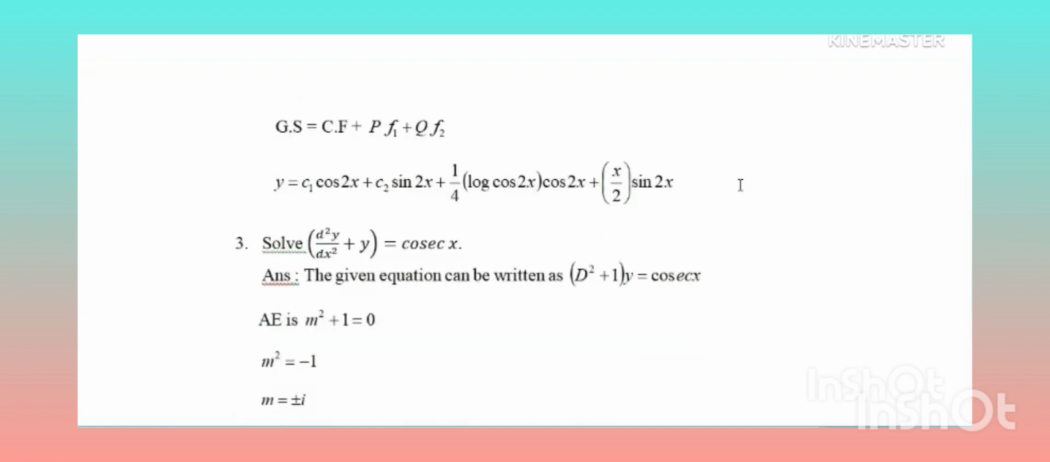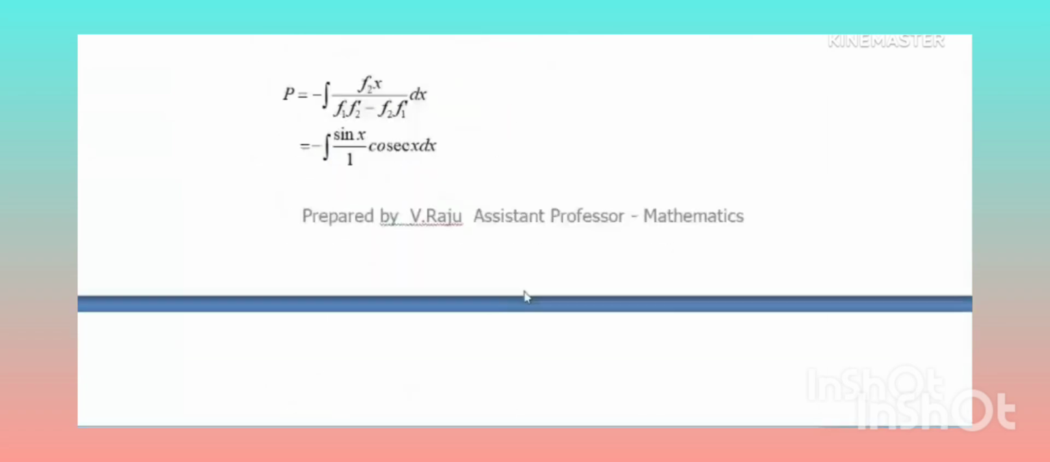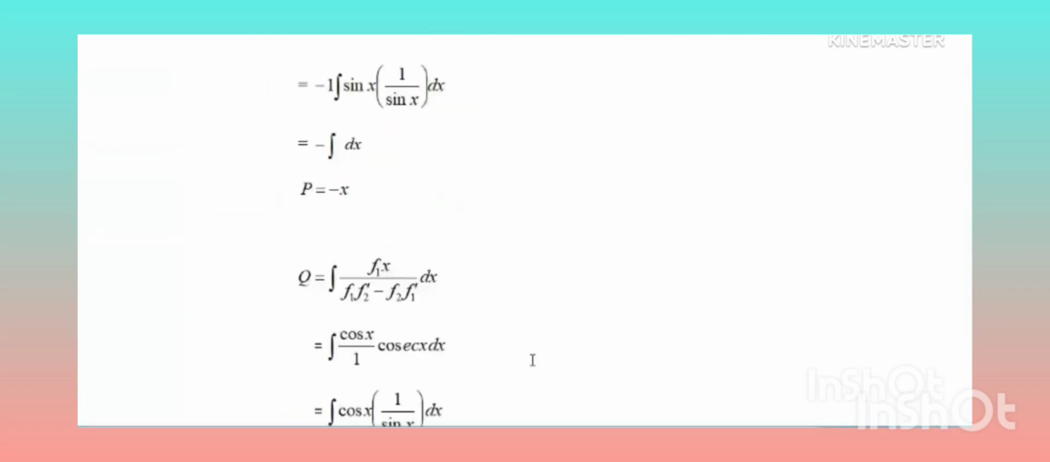So the general solution is, you have to write the complementary function plus the particular integral, Pf1 plus Qf2. The particular integral you have to write in combination with the complementary function. So in this way you have to solve. This is the method of variation of parameters. So prepare.